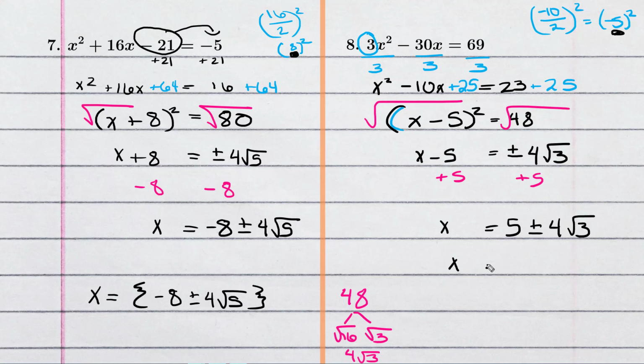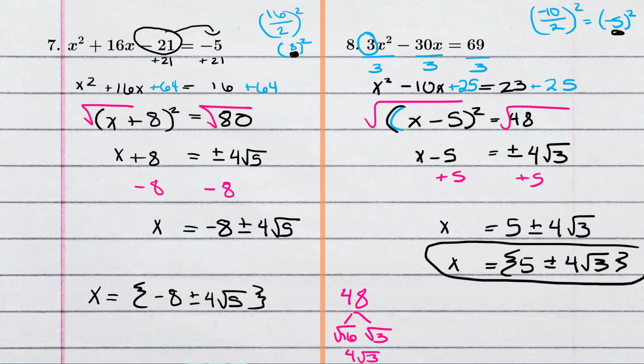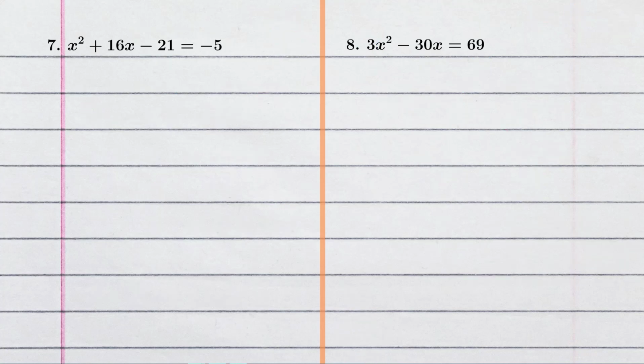And I'll write it in set notation. So 5 plus or minus 4 square roots of 3, and I'm done. That's your answer. So now, let's look at 2 more of this type.